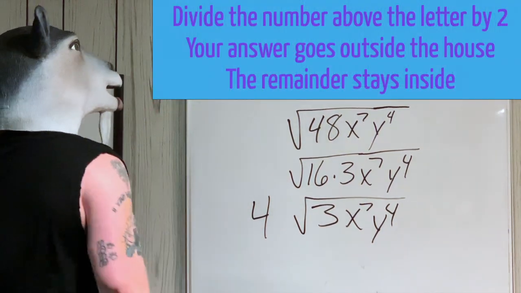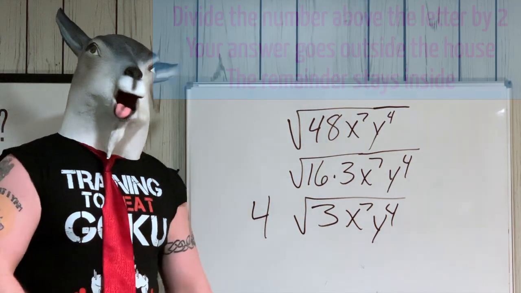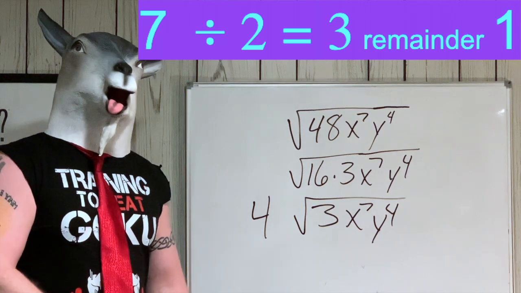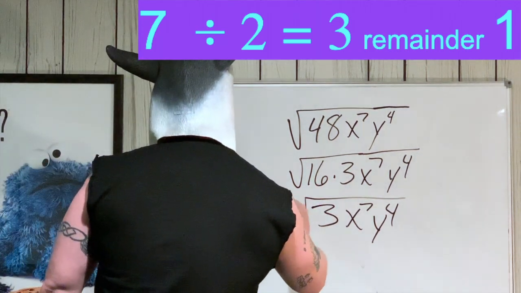So look at the x, all right? So we got x to the 7. So we're going to do 7 divided by 2, right? 2 goes into 7 3 times. 3 times with 1 remainder, right? So boom, we got x to the 3rd.